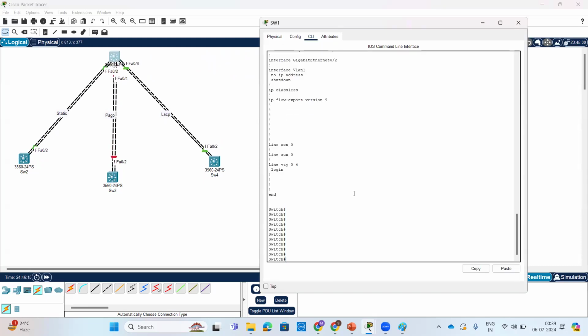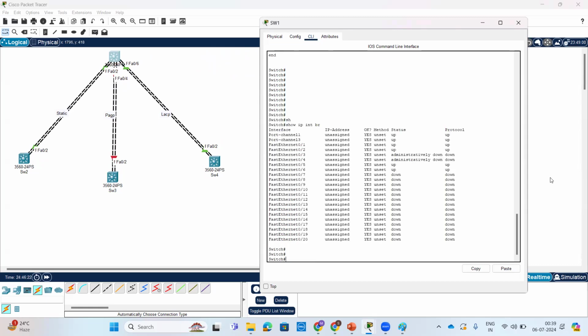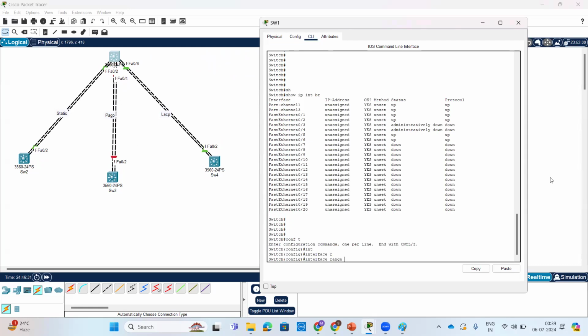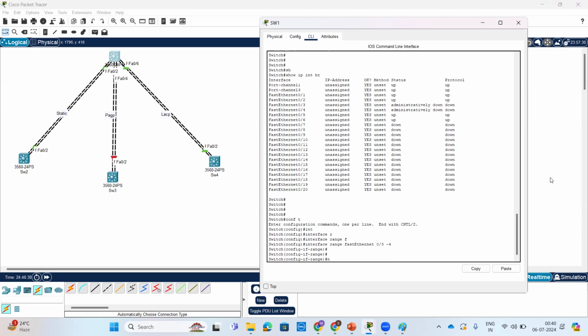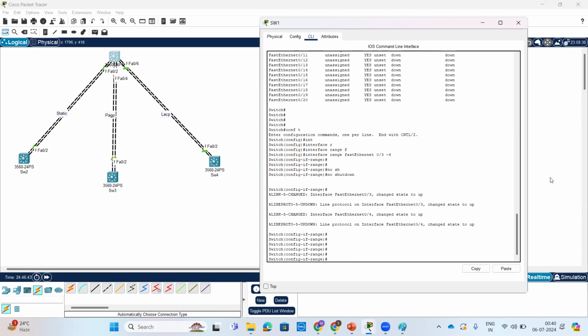So on the top also we should use show IP interface brief, the same command. Config terminal, interface range fast Ethernet 0/3 to 4, no shutdown command. Now it is trying to come up.